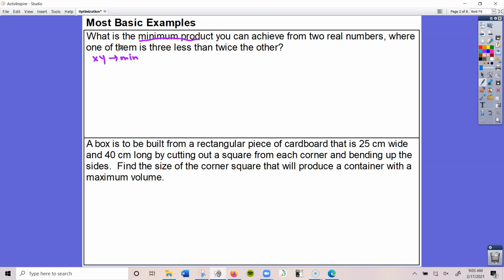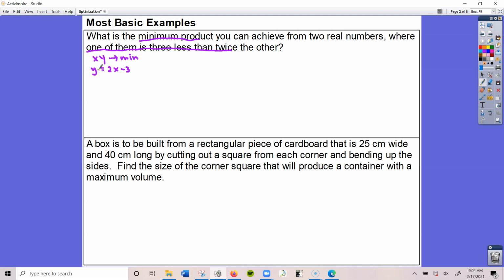Now we are given a constraint, which is where one of them is 3 less than twice the other. So let's just say that y, right, it doesn't matter which variable you choose. You can also have used a and b. I mean, it does not matter since we're just trying to solve for these. So we'll say that y is 3 less than twice the other, so 2x minus 3. Now this is my constraint.